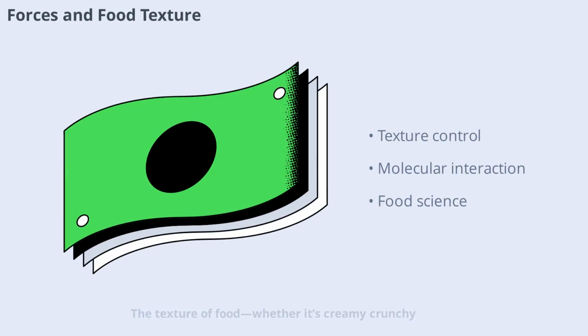The texture of food, whether it's creamy, crunchy, or chewy, is influenced by intermolecular forces. These forces determine how molecules in food interact, affecting everything from the smoothness of chocolate to the stretchiness of cheese. Food scientists manipulate these forces to create new textures and flavors.